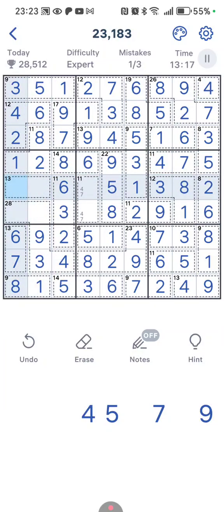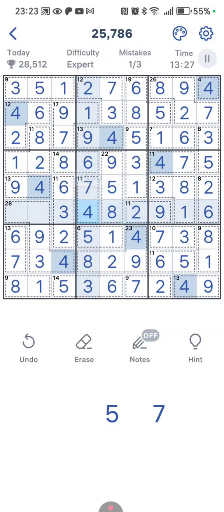Then 4. If that's 4, that has to be 9. That's probably it, isn't it? 6 and 7, 5 and 8. Yep. So that is 4, and that's 9. So this is 7. This is 4, and then we've got 5 and 7. There we go. Excellent.